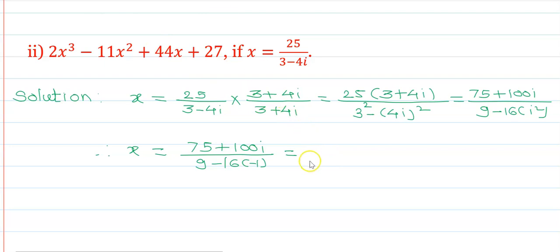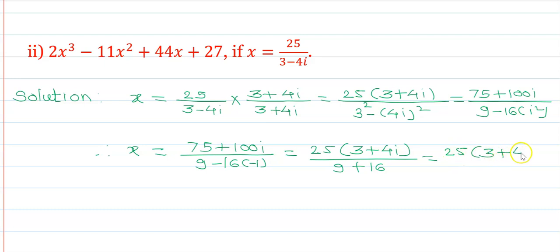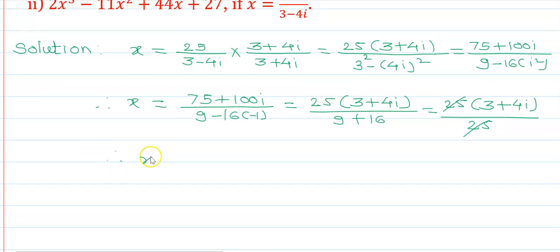Okay, and if we take the 25 common, then in bracket you will get 3 plus 4i, and it is divided by 9 plus 16, which is equals to 25. In bracket 3 plus 4i, upon 25. This 25 gets cancelled, and hence you are getting x is equals to 3 plus 4i.